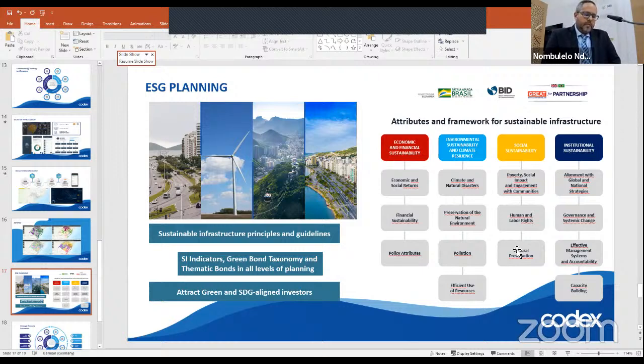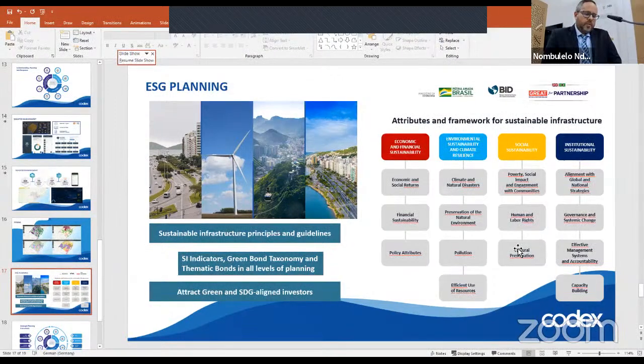Based on the pilot implemented in Mexico, a methodology was developed to evaluate the sustainability attributes of infrastructure projects in the Brazilian context. Of the 66 sustainability attributes proposed by the Inter-American Development Bank, 57 are included in Brazil's methodology. The methodology evaluates projects through their life cycle, considering 4 dimensions: economic and financial, environmental and climate resilience, social, and institutional and governance.